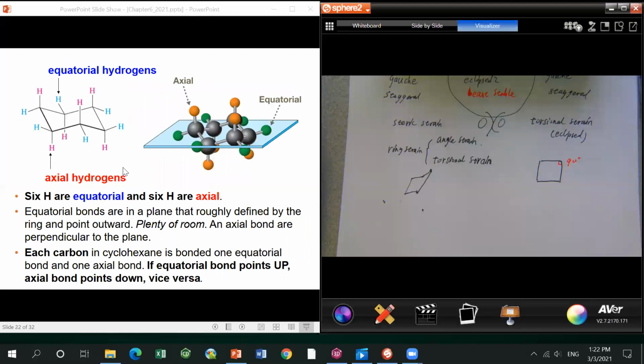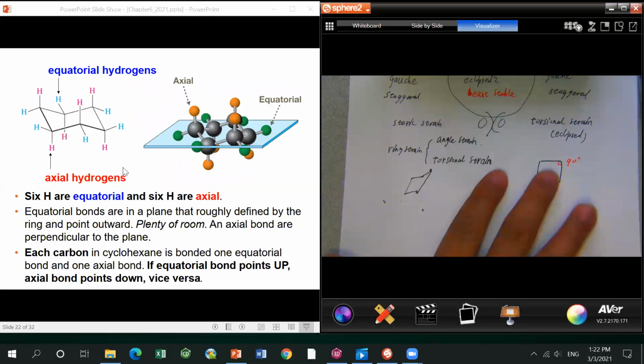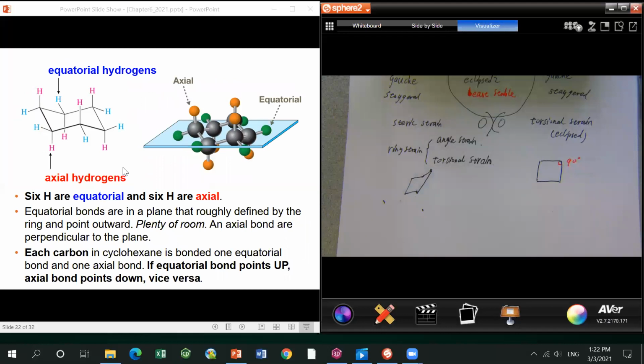All right, so here comes an important thing. When you take a close look at the cyclohexane, you find that there are hydrogens in a little bit different arrangement. Six hydrogens are relatively perpendicular to this carbon ring, relatively straight up, straight down. So these six hydrogens we call the axial hydrogens.